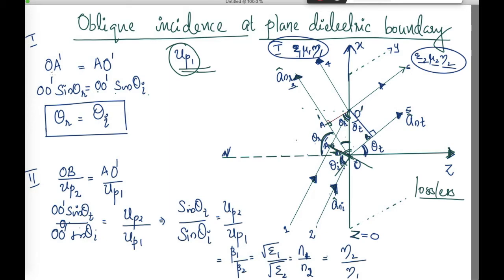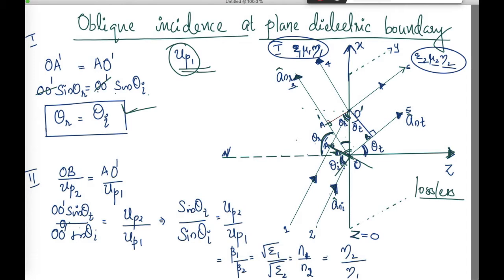So you can equate, from the equality OA dash equal to AO dash, what you get is OO dash sine theta R equal to OO dash sine theta I. Since OO dash is the same, you get sine theta R equal to sine theta I, or theta R equal to theta I. The angle of reflection is equal to the angle of incidence. So this is Snell's law of reflection, irrespective of the polarization.